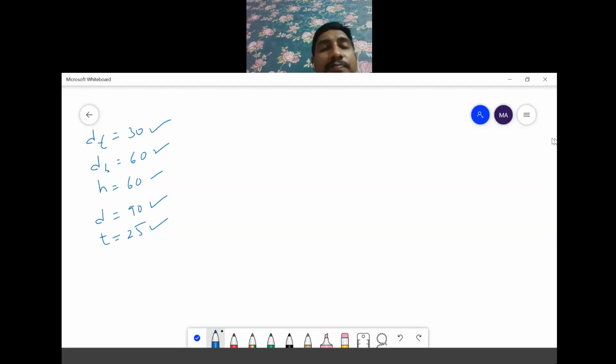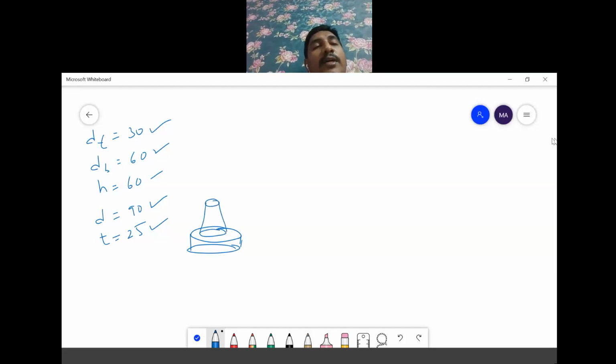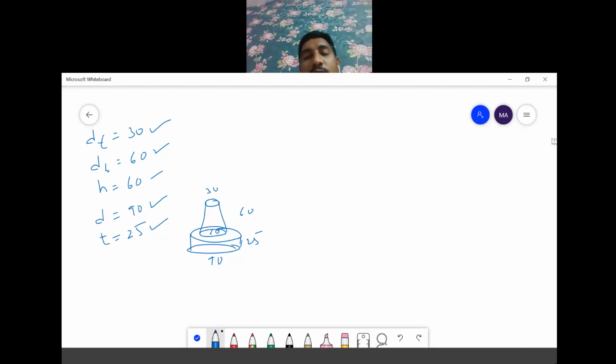He has given the cylindrical block of 90 mm, on which you have a frustum of a cone of 60 mm bottom diameter and 30 mm top diameter, and the height is 60 mm. This is 90 mm, this one is 25, this one the height is 60, this one is 60, this one is 30. Okay, you have to draw this one.